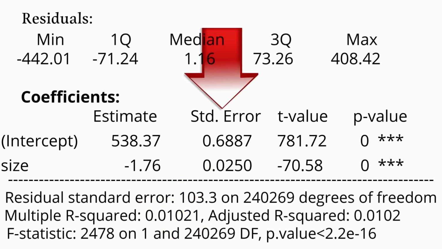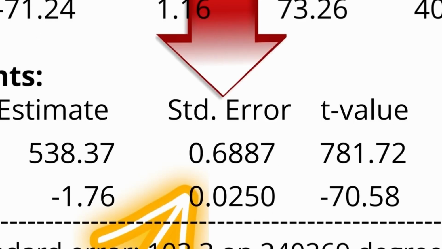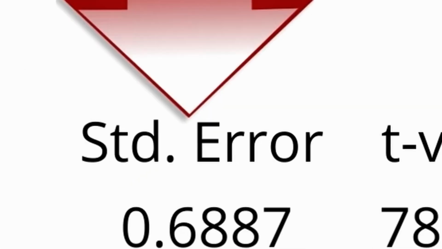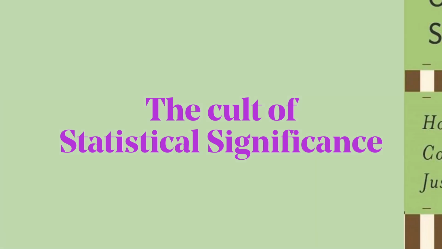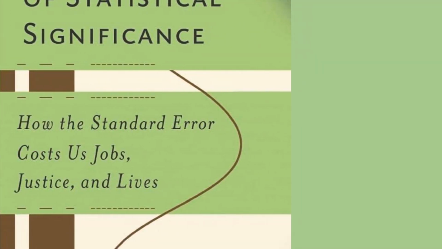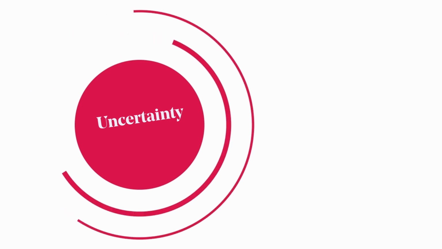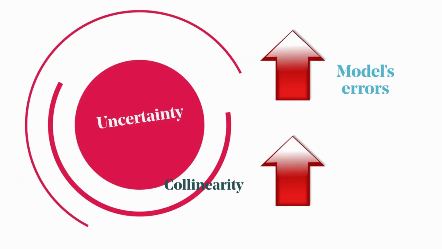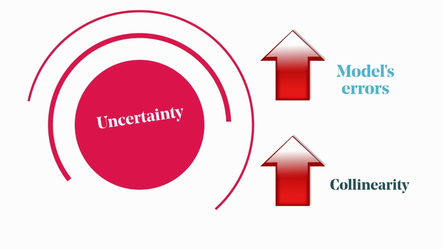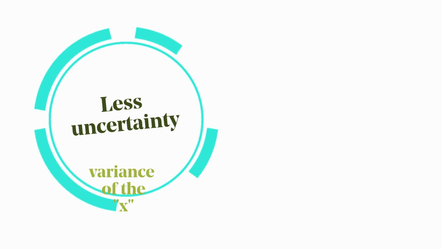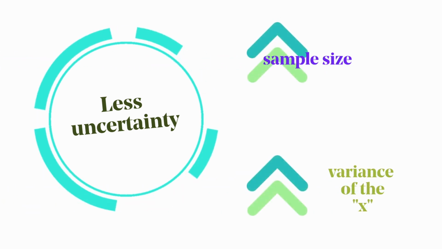Where can we find a measure of the uncertainty with which we have estimated the coefficient? Indeed, here, in the standard error column, it is a good measure of the uncertainty associated with the estimation of the parameter. And it even appears on book covers. The intuition is quite clear. We will have more uncertainty the bigger errors the model has, or the more correlated the predictors are, what is called collinearity. We then will have less uncertainty the more the explanatory variable varies, or the larger the sample size is.